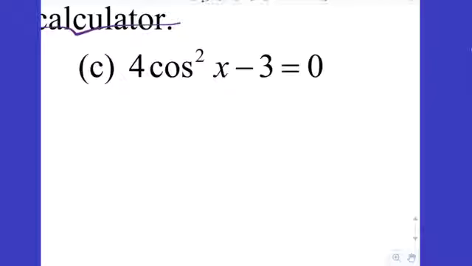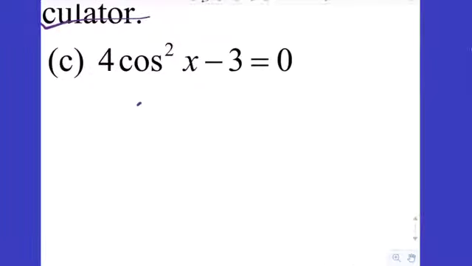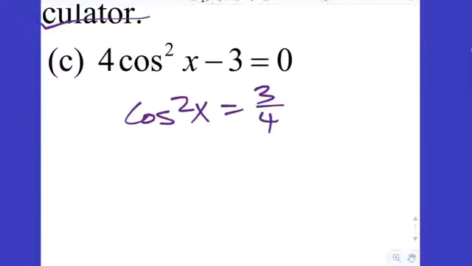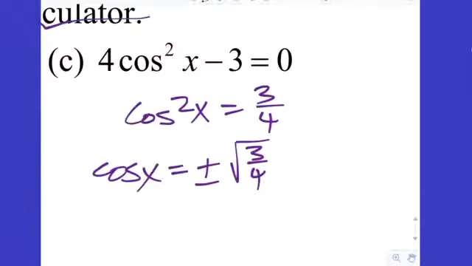Okay. 4 cosine squared x minus 3. If we solve for cosine squared, add 3, divided by 4, you get 3/4. Okay, so far so good. We're isolating the trig function. Who likes working in terms of cosine squared? You want to put it in terms of secant squared? No, okay. So let's just take the square root of both sides, and we remember plus or minus. So plus or minus the square root of 3/4.